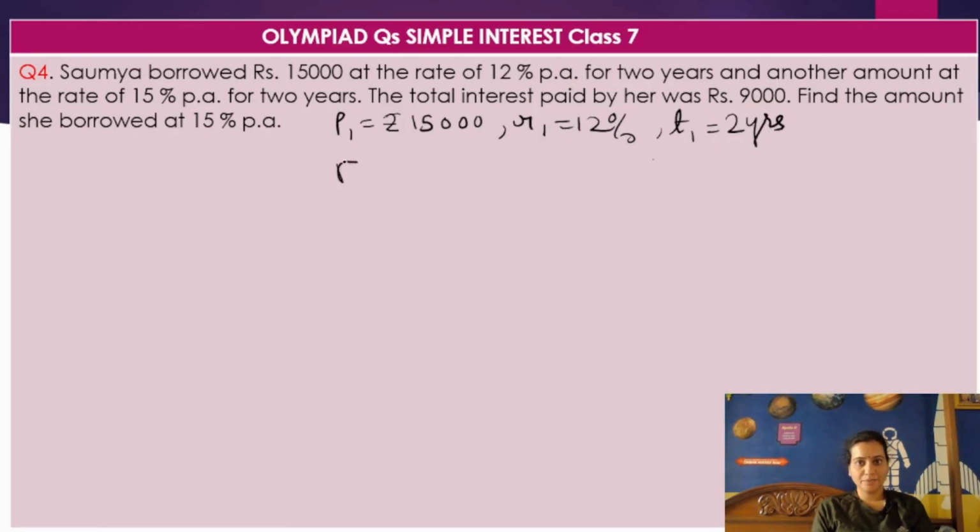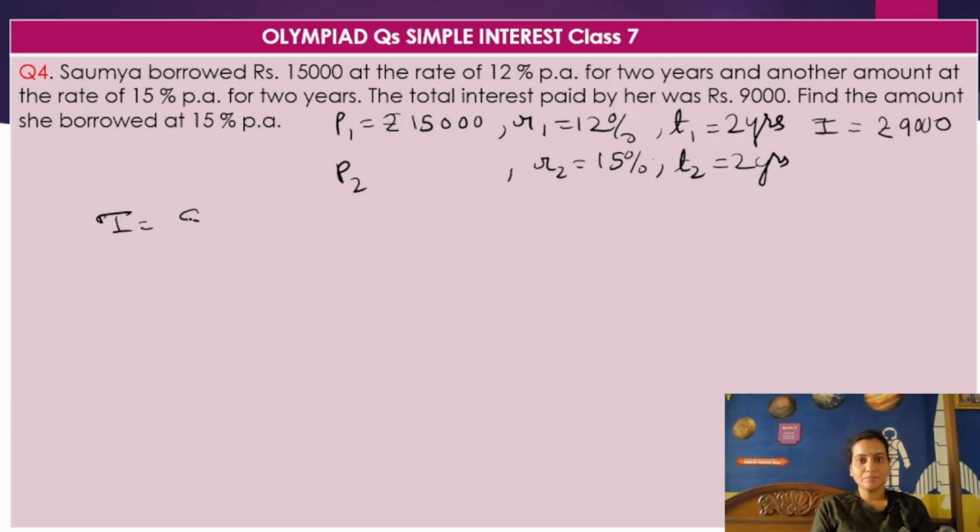And we don't know the second principal amount, so I'll leave that as P2. R2 is equal to 15% per annum and the time period here is also the same, 2 years. And the total interest that she paid for borrowing, if someone borrows, definitely they will have to pay interest, right? So the total simple interest that she has paid on principal 1 and principal 2 together is rupees 9,000. So 9,000 here is the total simple interest. So that constitutes simple interest 1 plus simple interest 2.